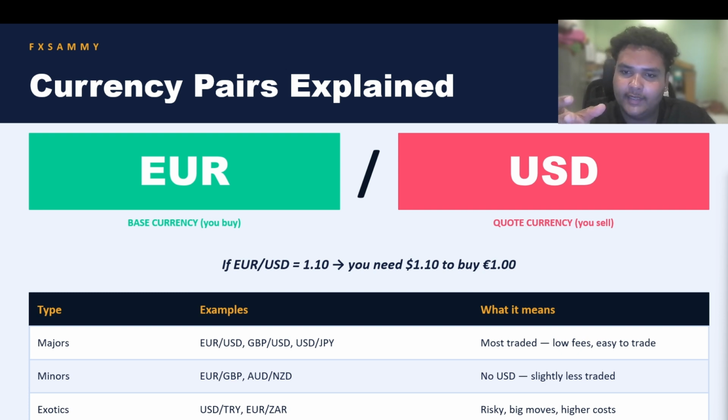These are the most traded currencies, and most traders prefer them for trading. Then minors, EUR/GBP and AUD/NZD, the Australian dollar and New Zealand dollar, slightly less traded. And exotics, USD/TRY and EUR/ZAR: risky, big moves, higher costs.